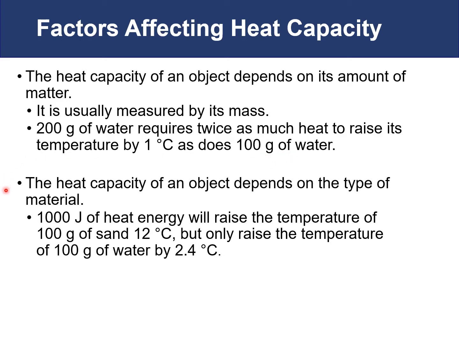The heat capacity also depends on what you are trying to heat up. So 1,000 joules of heat will raise the temperature of 100 grams of sand by 12 degrees Celsius. However, that same 1,000 joules will only raise the temperature of 100 grams of water, the same mass of water, by only 2.4 degrees Celsius.